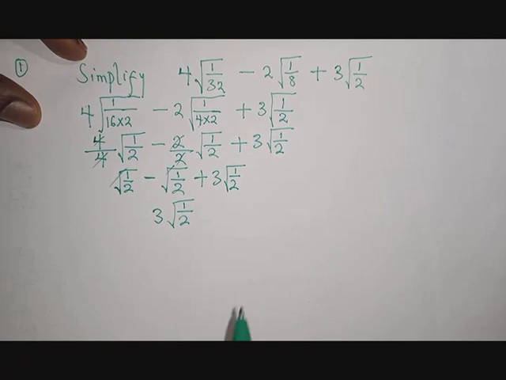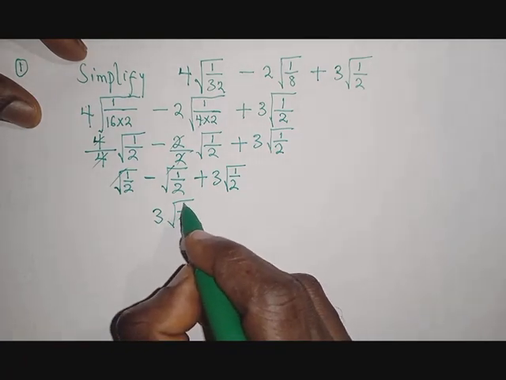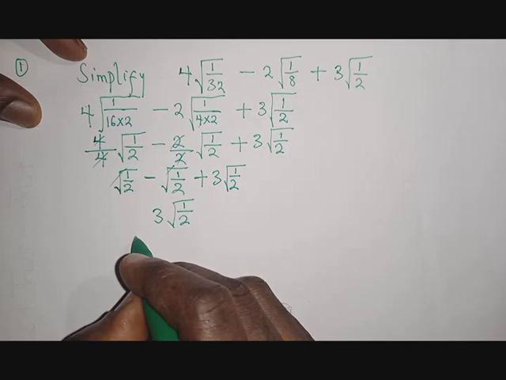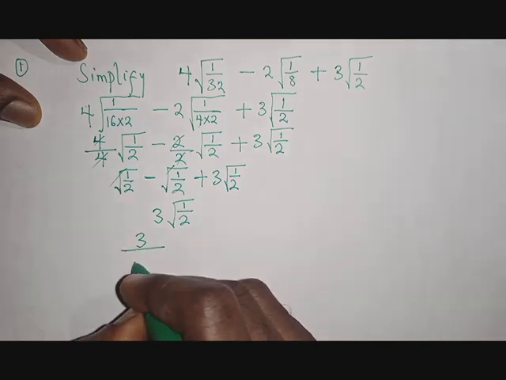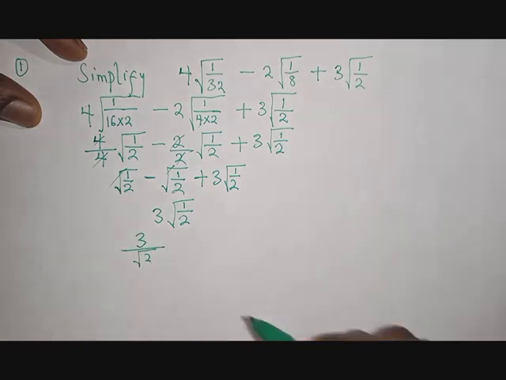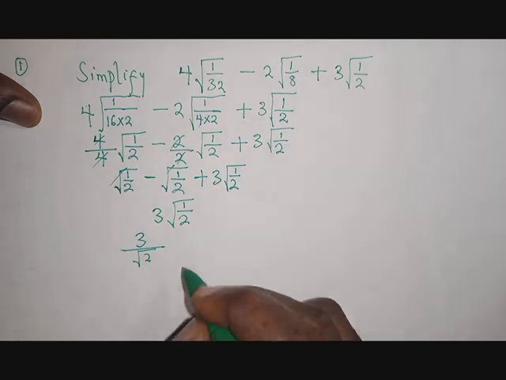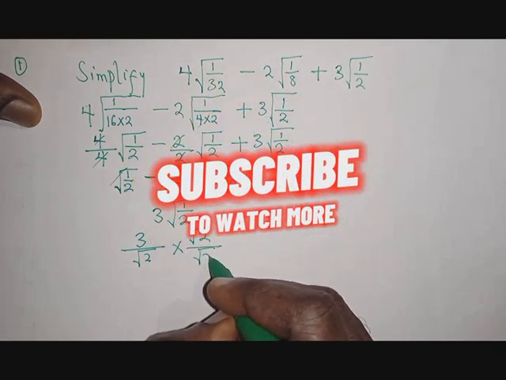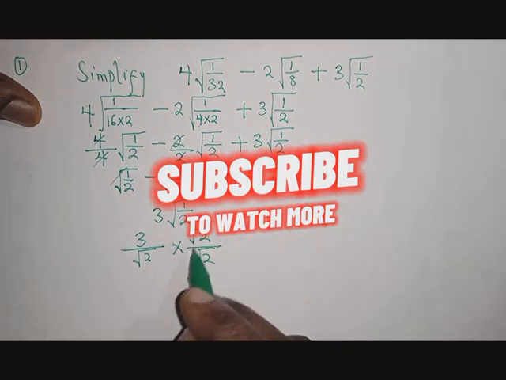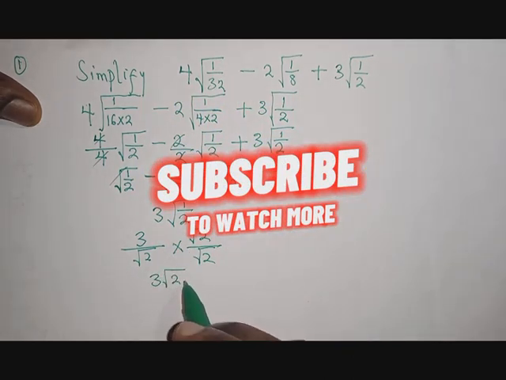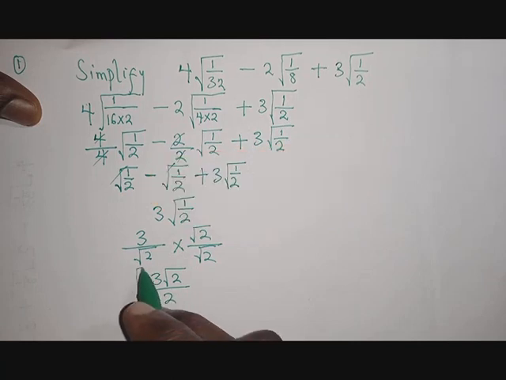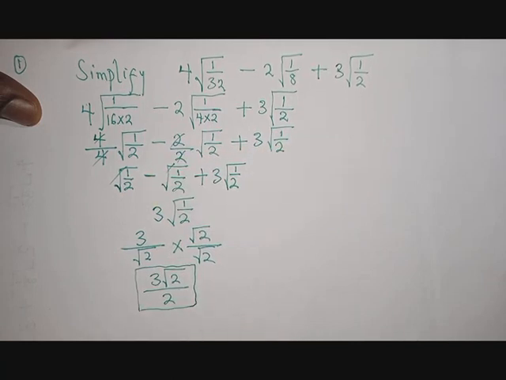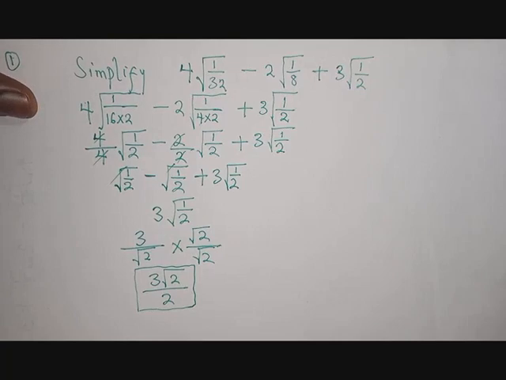Now, remember the square root of 1 is still 1. So I can say that what I have here is simply 3 over square root of 2. I'm sure you understand that. But like I said earlier, we don't want to have surds in our denominator. So we simply rationalize the denominator, and this gives me 3 root 2 over 2. So that is my final answer when we simplify this expression.